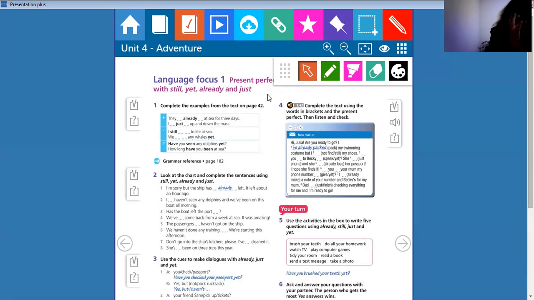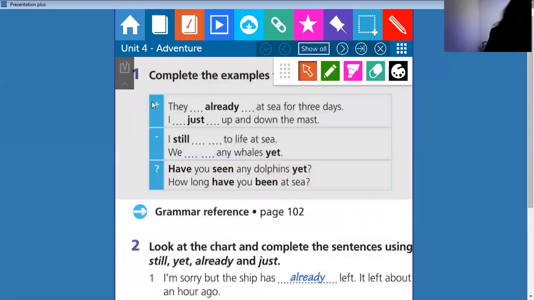Here you have to practice the present perfect because this is very important in all the units. Present perfect. Now here you have to use just, already, yet, and still. What's the meaning of these expressions? For example, just means acabar de. Already, ya. Yet, todavía. Still, aún, todavía. Okay, now here you have complete examples with the text on page 42. What is the text? Here we have the text. Excuse me, one moment.